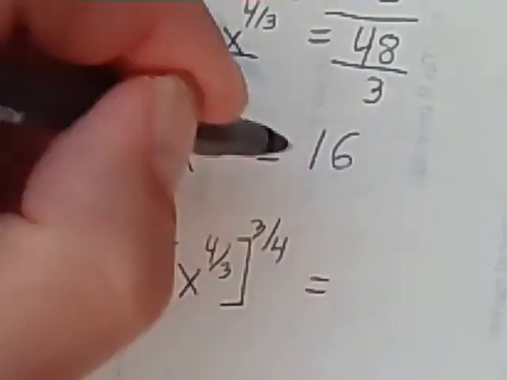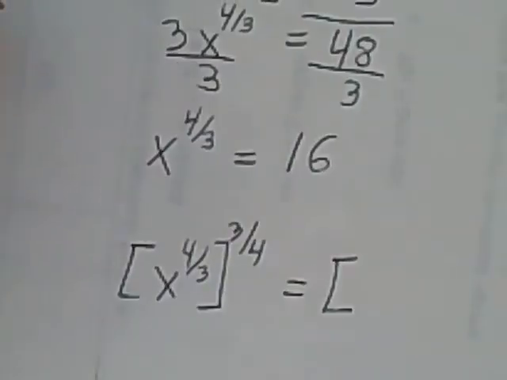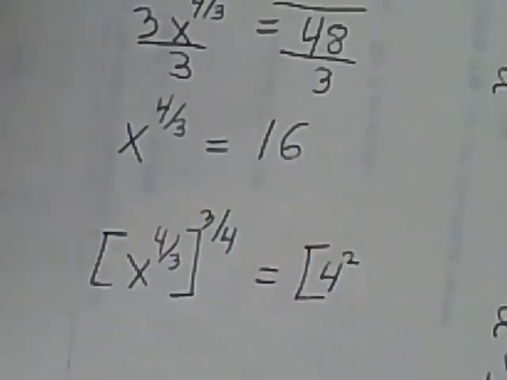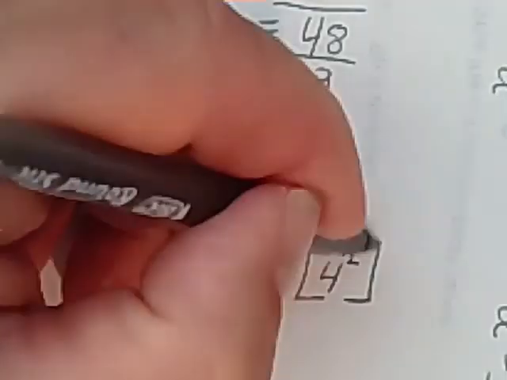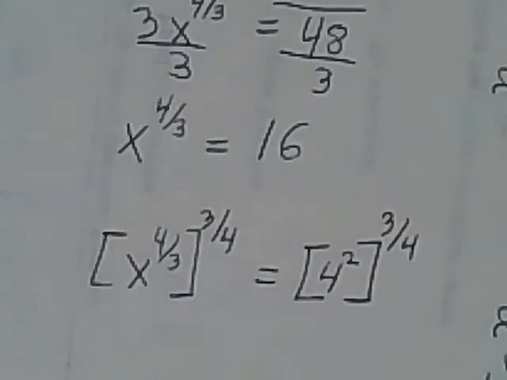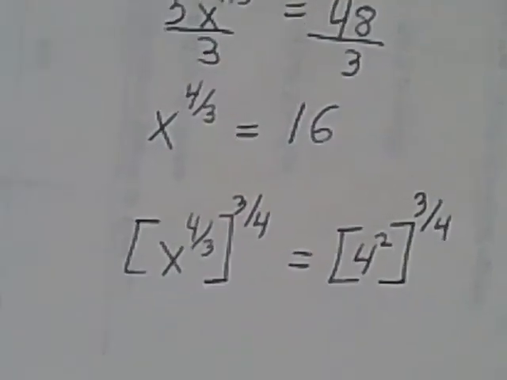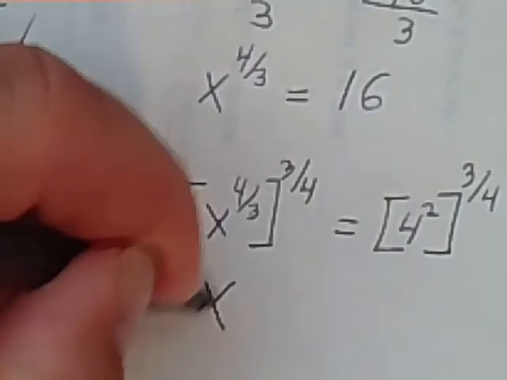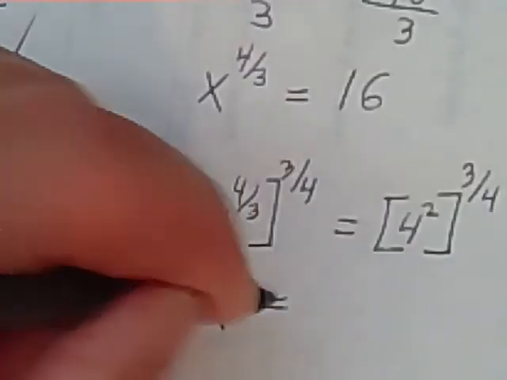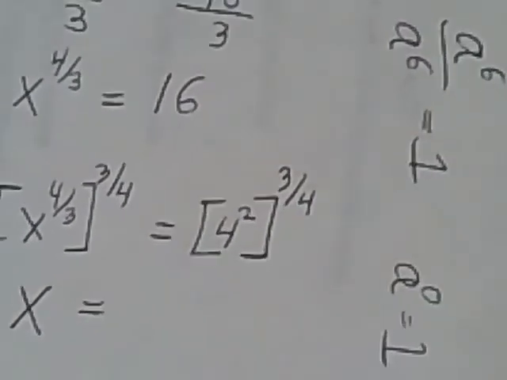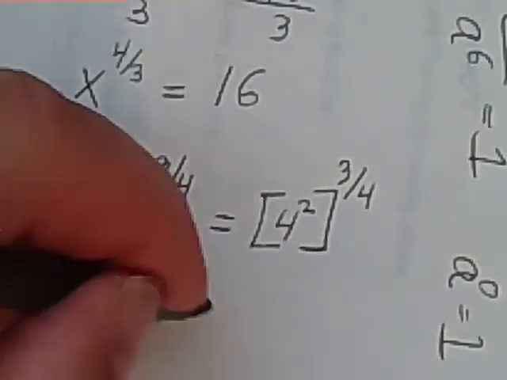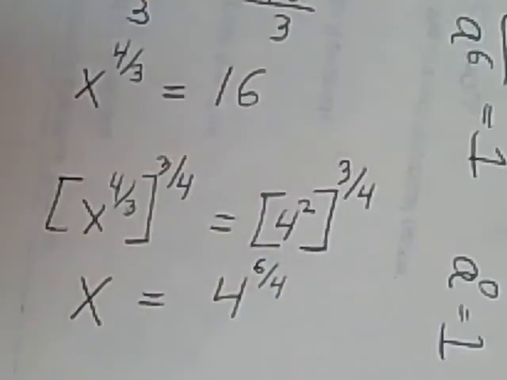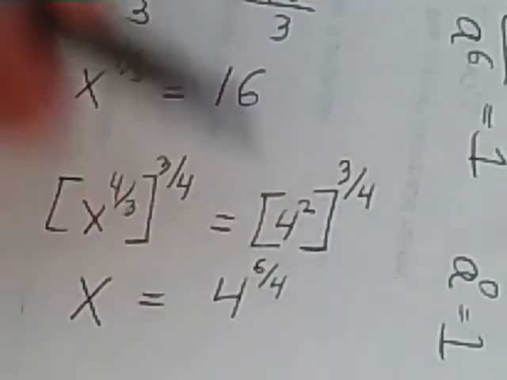On the right, that 16, okay, I'm starting to think 16 is 4 squared. So I'm going to write it as 4 squared. But I have to raise it now to the 3/4 power. On the left, x to the 4/3 raised to the 3/4 power is x. And it seems like life is good. On the right, 4 squared to the 3/4 power is 4 to the 6/4 power, because you multiply. 2 times 3/4 is 6/4.